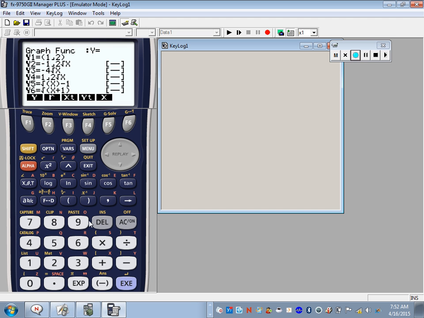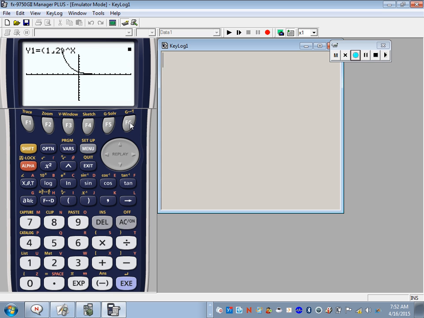Now, I didn't leave on the parent function, which would have been interesting because then you could have seen the difference. Keep in mind the parent function does this. This one is going down this way. So notice this is now a decreasing function. Again, still no x-intercept. The horizontal asymptote is still y equals 0, or the x-axis.